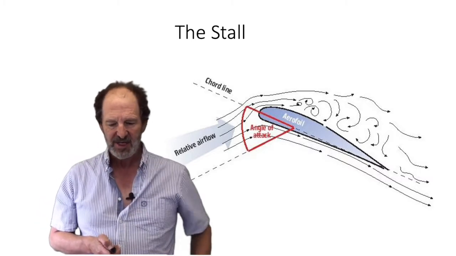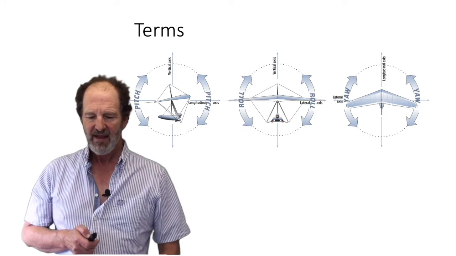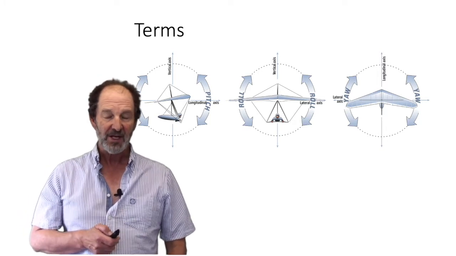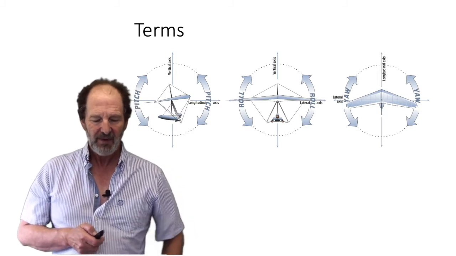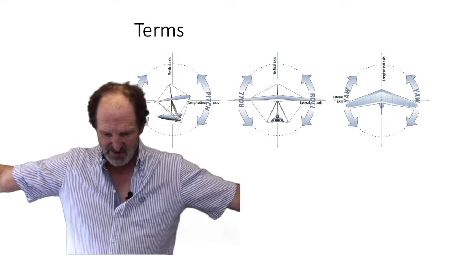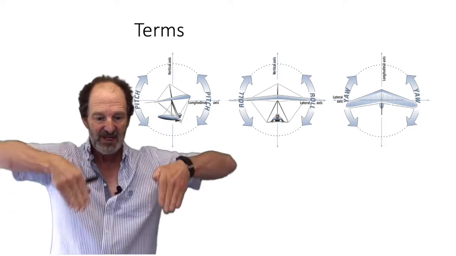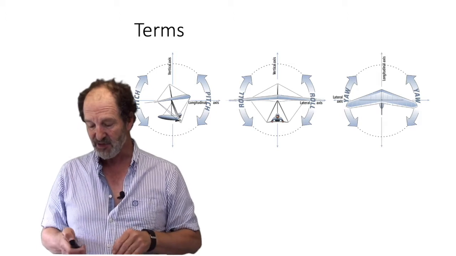A few other terms here that we need to get to grips with about how the hang glider moves. The first one is pitch. Pitch is a rotation about a lateral axis. So if you imagine a line going through you as the pilot, whether you're seated or prone, going across from tip to tip, pitch is that way. So it's nose up or down. That's the definition of it, a rotation through a lateral axis.